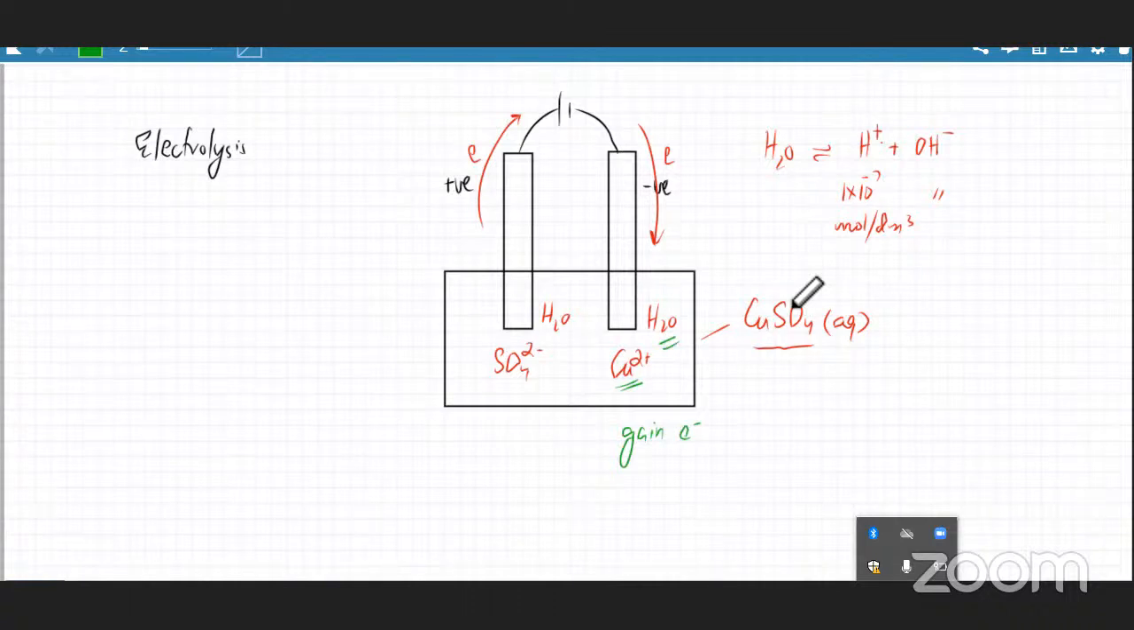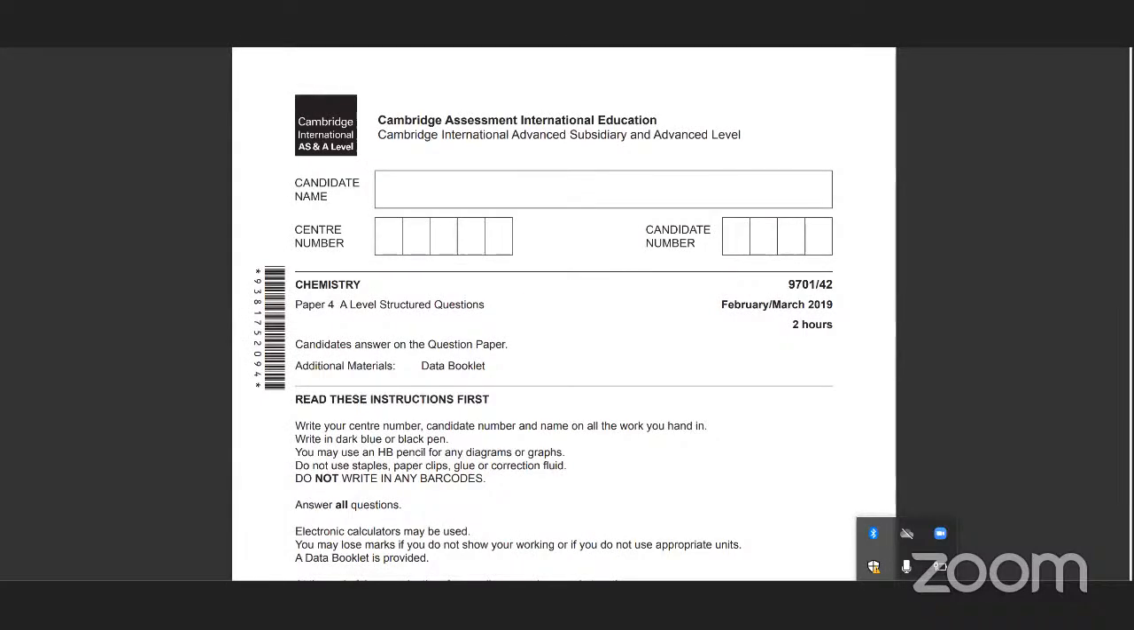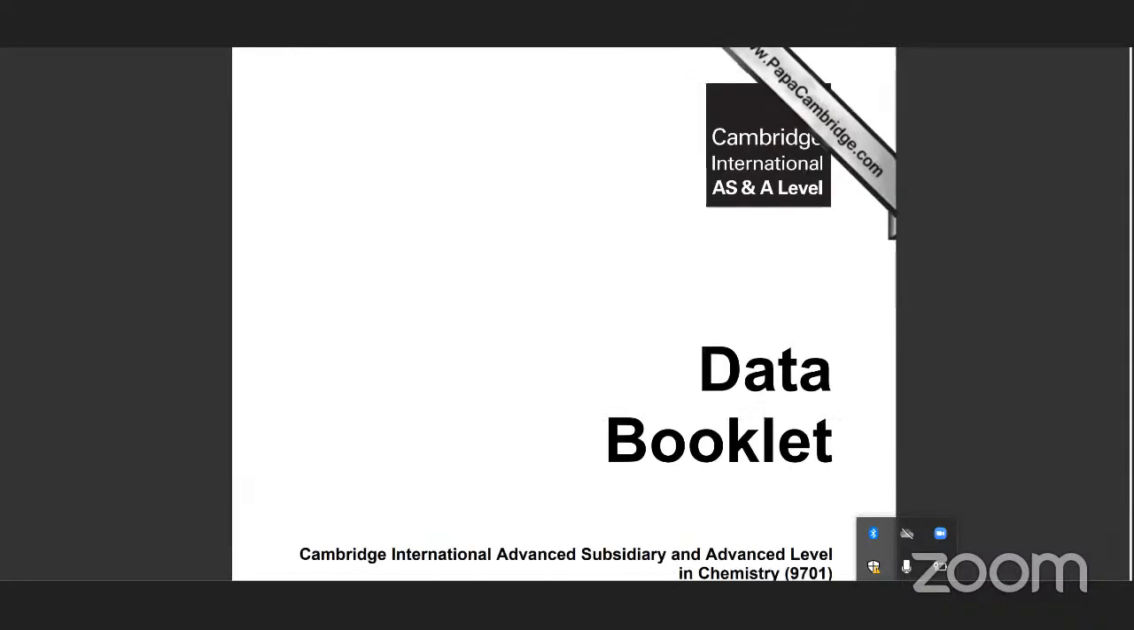And electrochemistry का क्या rule है? Who gains electrons? The highest E naught is the one that gains electrons. So I think I have a data booklet somewhere. Just a second, not this. Also, sir, there's so many reactions for water. How are we supposed to know which one to use? नहीं, वो यूसी पे आ रहे हैं. Just a second. Where did my data booklet go?